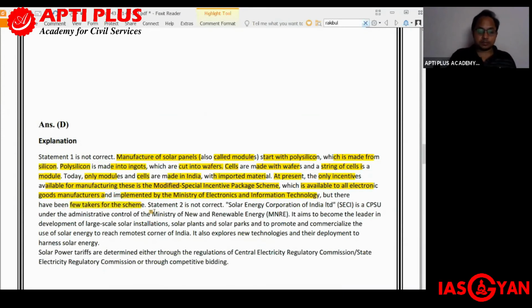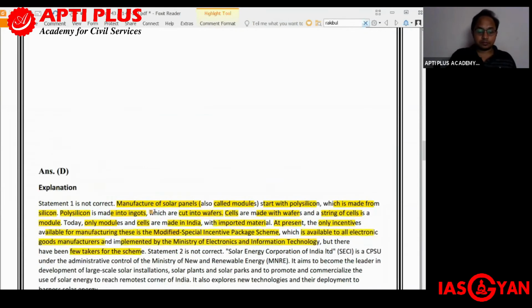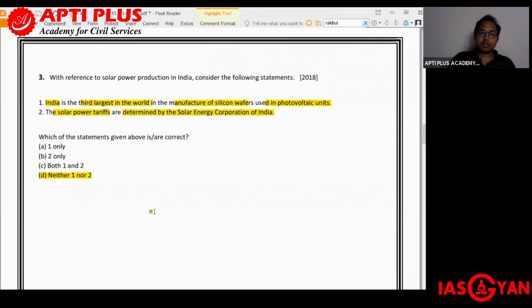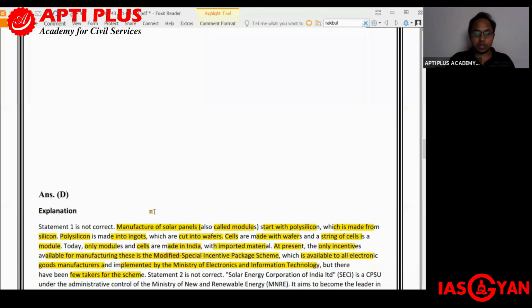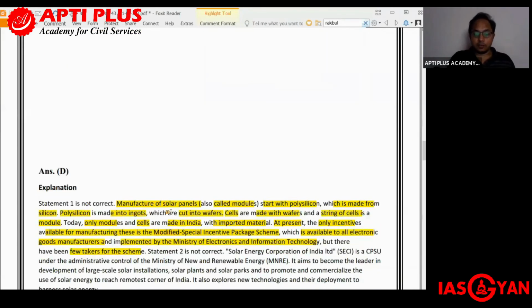The first thing is, India is the third largest in the world in terms of the manufacture of silicon wafers used in the photovoltaic units. So here we get to see that these silicon wafers are also part of the manufacture of solar panels. It starts with polysilicon, and this polysilicon is made from silicon. Polysilicon is made into ingots, which are then cut into wafers. Then you have the cells, or what we call the solar panels, which are made with these wafers, and a string of such cells is called a module.